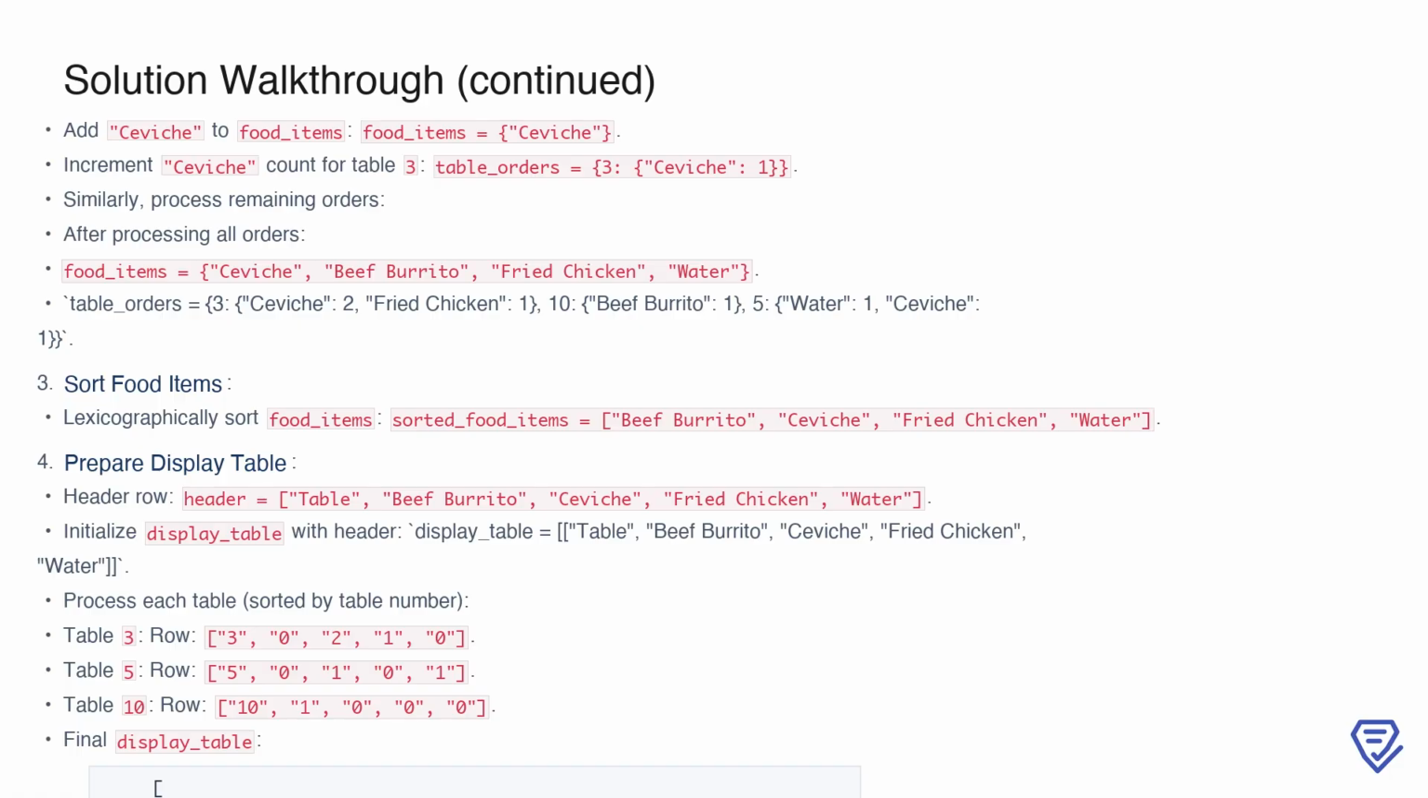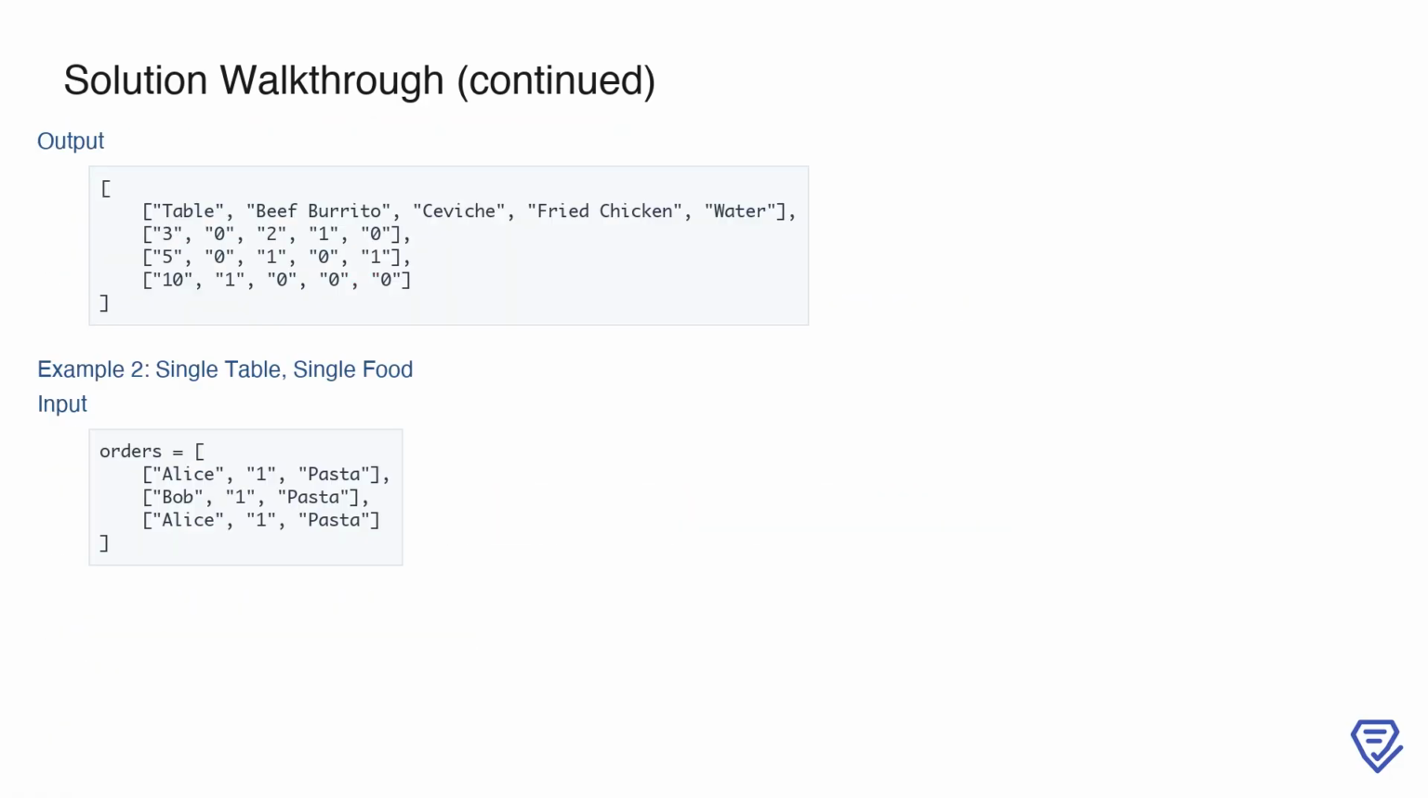We start with the header row, which includes the column table followed by the sorted food items. Then, for each table, sorted numerically, we create a row that shows the table number and the counts for each food item. The final display table is ready, where each row corresponds to a table and its orders. The output for this example is a two-dimensional list where the first row is the header, and the subsequent rows represent the food orders for each table.